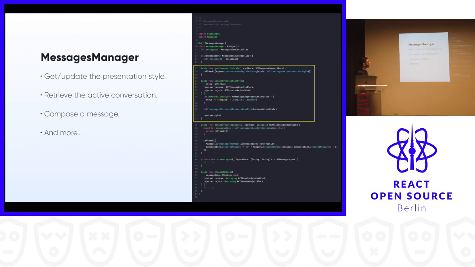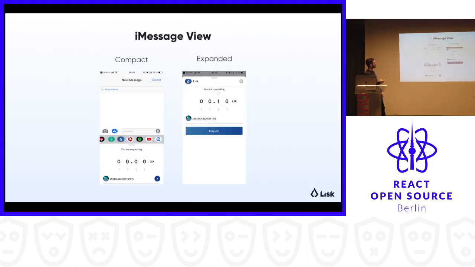And it actually has a link to the messages view controller that I mentioned in the previous step. It allows us to interact with that base class so we can get and update the presentation style, retrieve the active conversation, compose a message, and do some more things. I also know this code doesn't look good, so first I will talk about the presentation style.